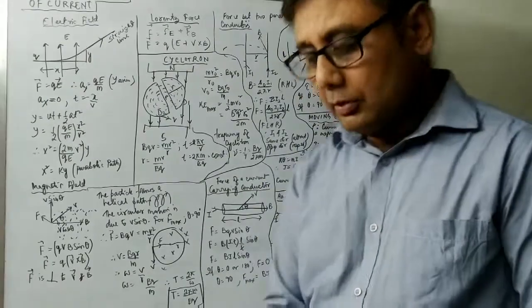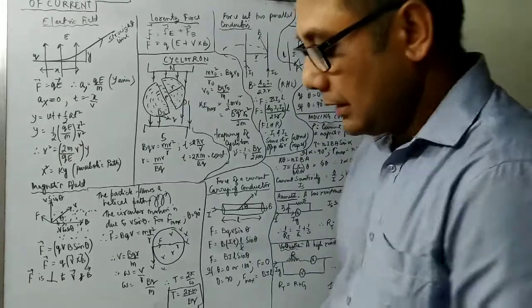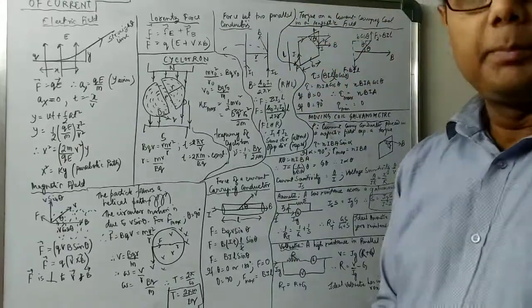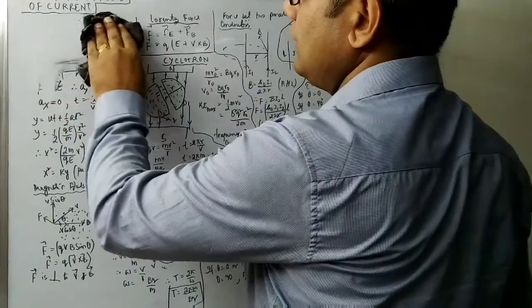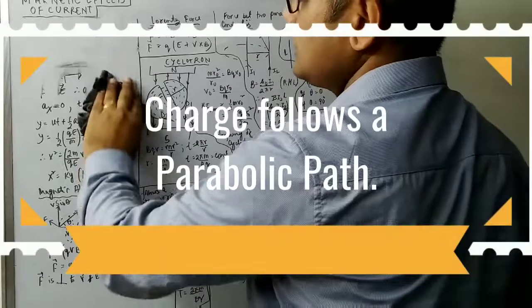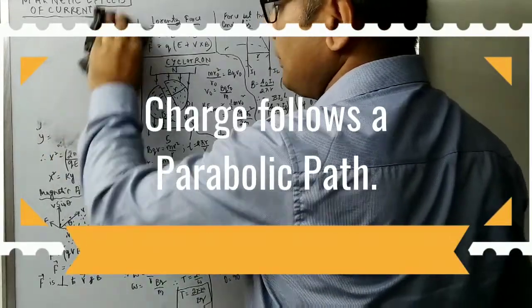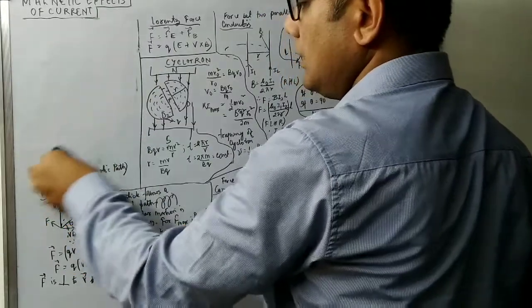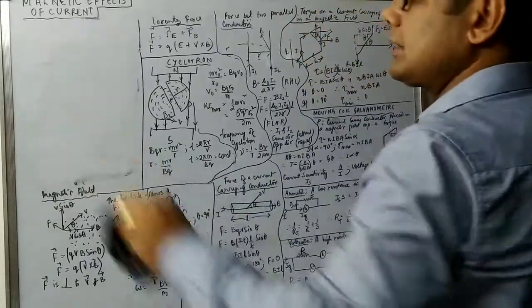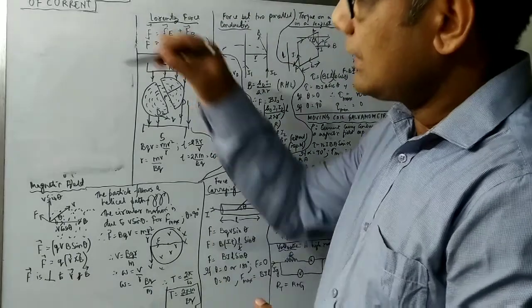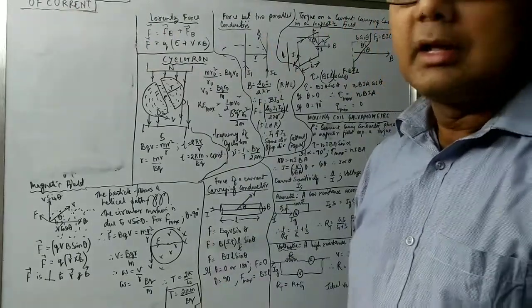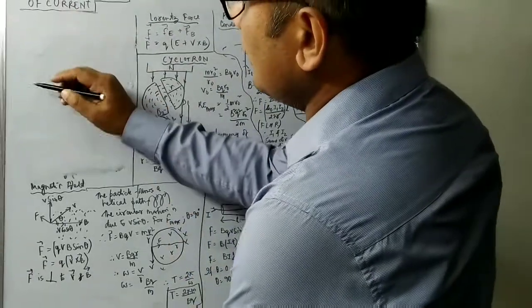And when it gets a force along the y-axis, it is covering a parabolic path. Okay? So, along the electric field, as you can see, the charge is covering a parabolic path, and the acceleration along the x-axis is a constant acceleration. Acceleration along the x-axis will be a constant acceleration, and acceleration along the y-axis.